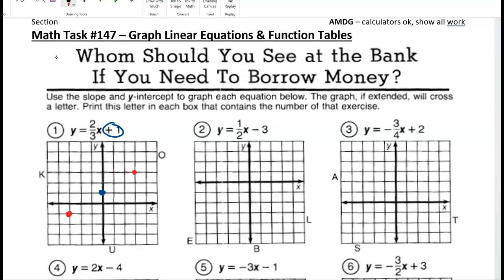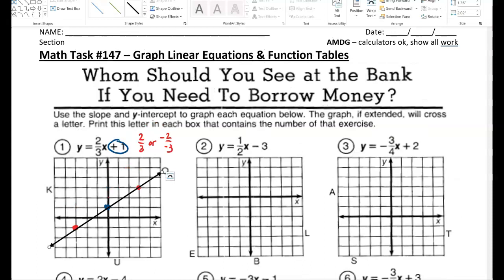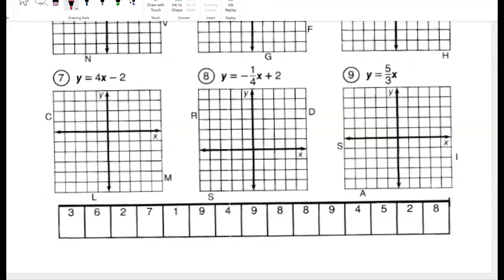Remember, 2 over 3 is the same thing as negative 2 over negative 3, because a negative divided by negative is a positive. Let's go ahead and connect our graph. I have a straight line, and it's pointed to letter O. So I go down where it says number 1, and I put O.